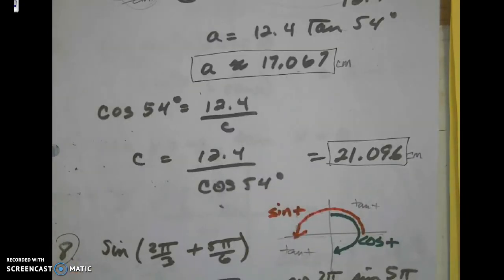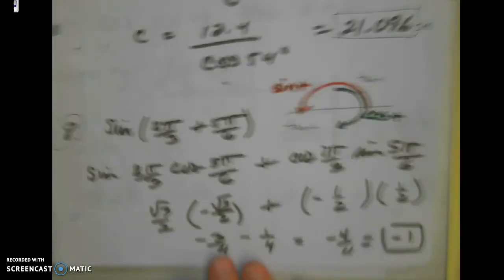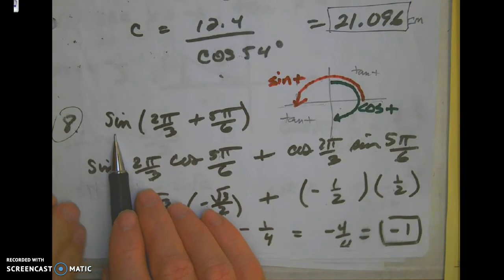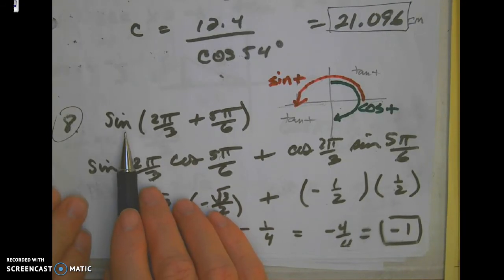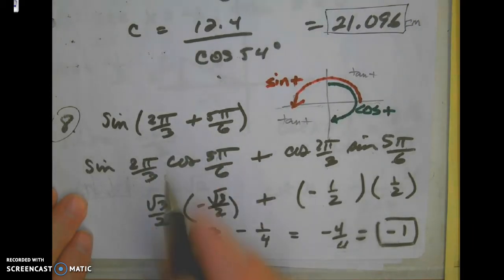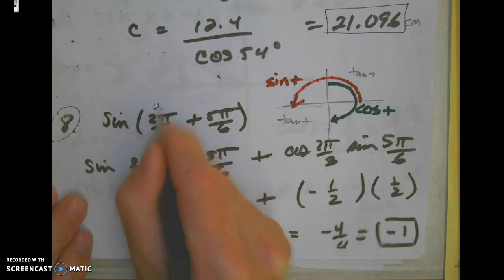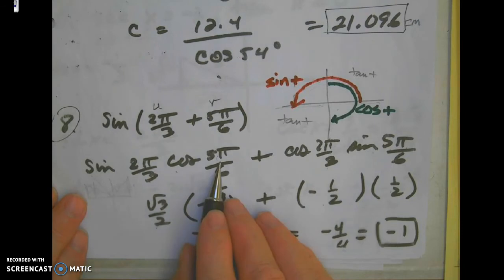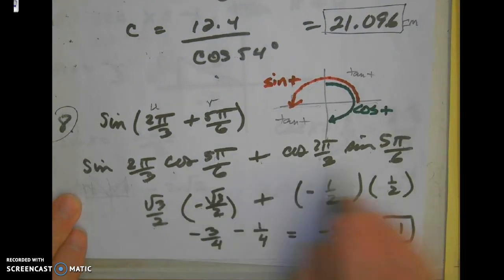On number 8, this one is an angle addition problem where you have plus minus addition. And so we have sine of 2 pi over 3 and 5 pi over 6. I'm going to go ahead and call this U, and I'm going to call this V. And so I have sine of U cosine of V plus cosine of U sine of V.